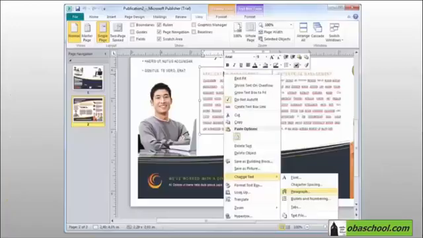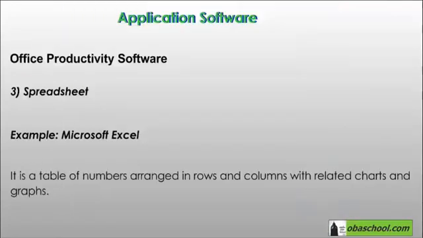This is the DTP. As you can see, we have the picture, we have the text, and there are many tools at the top to manipulate the text. Now let's look at the third office productivity software, which is the spreadsheet. An example is the Microsoft Excel.